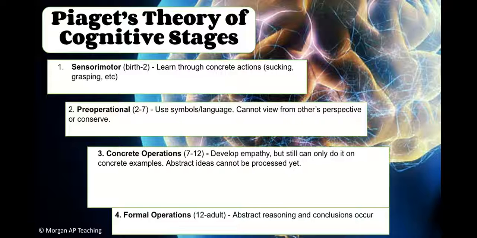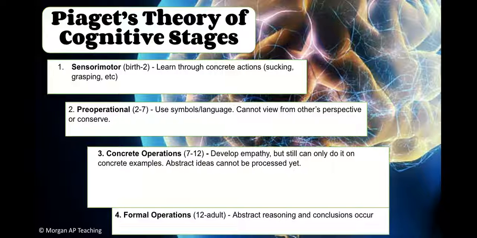Concrete operations, 7 through 12, is developing empathy, but they can still only do it in concrete examples, right? So asking them things like talking about patriotism or future education, I mean, that doesn't make sense to them, as abstract ideas can't be processed yet. But they start to form that idea that, hey, things affect other people, and sometimes you can do things for the betterment of others. And then formal operations, 12 to adulthood, as abstract reasoning conclusions start to occur.